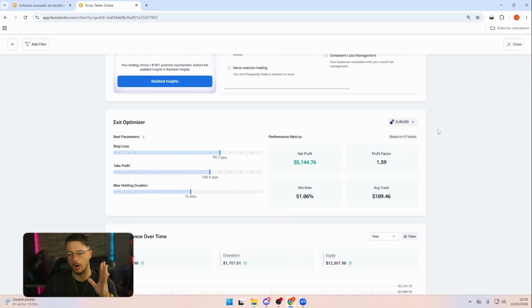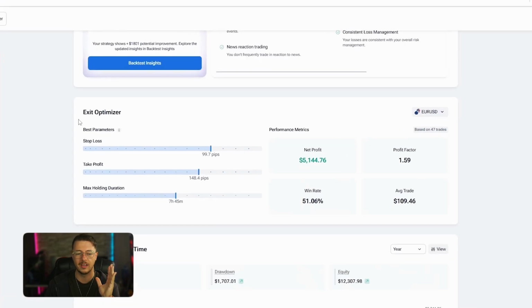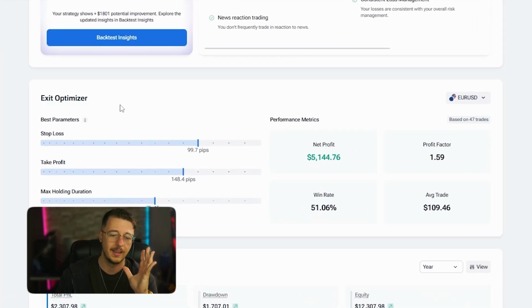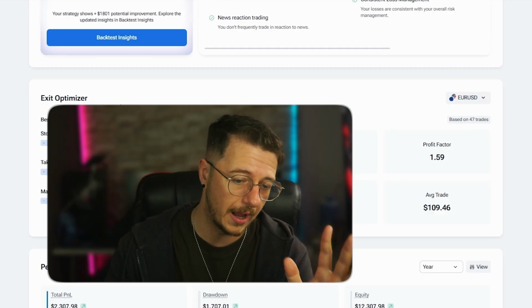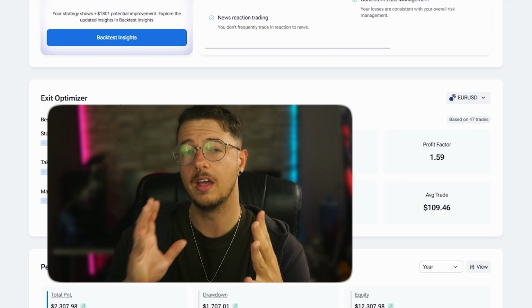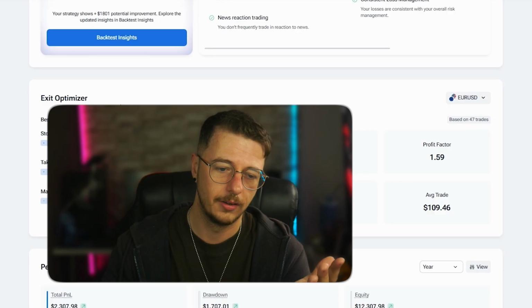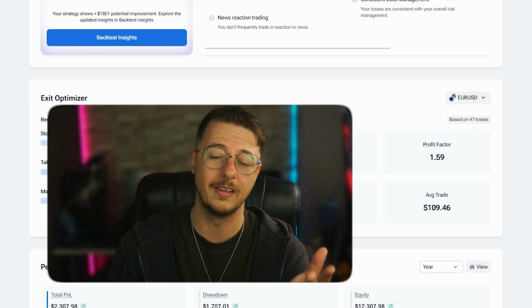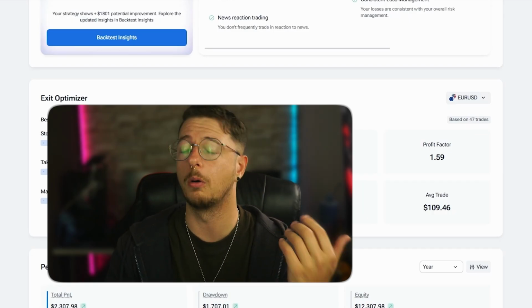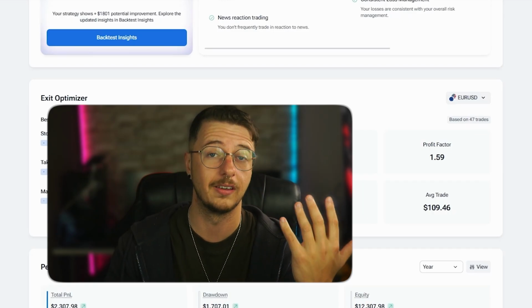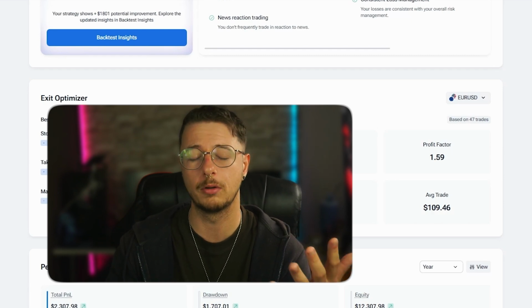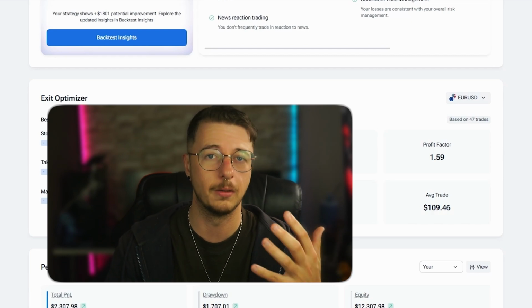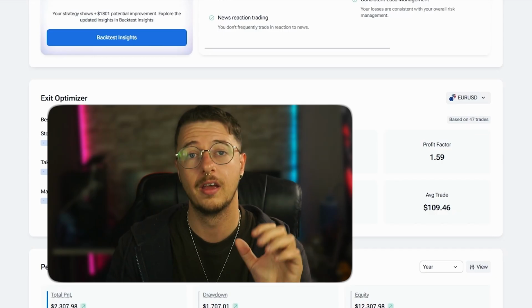But obviously what I wanted to focus on today is the exit optimizer, because it's a tool that can help us save hours and hours and hours of optimizing, especially if you're a discretional trader. This is gold, because at the end of the day, there's no way to optimize a discretional trading strategy in terms of having like data. You'd have to do it all completely manually, and that could take you months and months of backtesting, and here it's doing it in a couple of seconds.